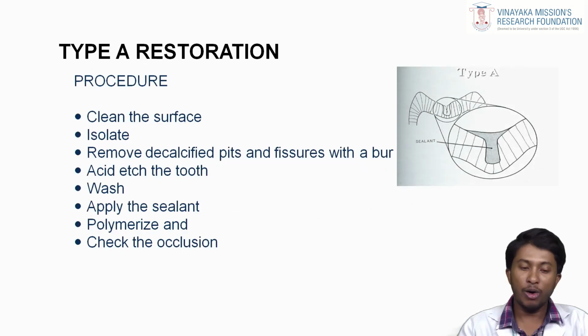Type A restoration, what is the procedure? It is similar to pit and fissure sealant, with minor changes. First you have to clean the surface, then isolate, remove decalcified pit and fissure with a burr, acid etch the tooth surface and then wash, apply the sealant, then polymerize and check the occlusion.